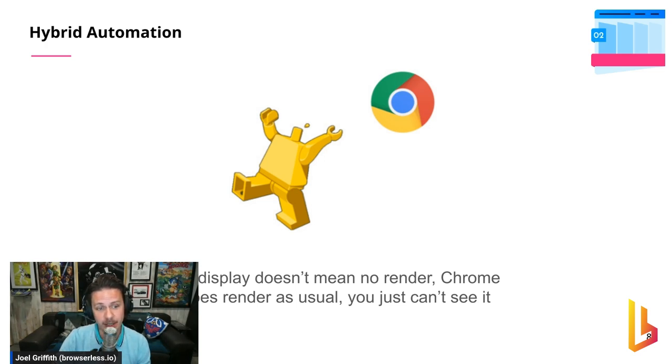There still is a display being drawn someplace. It's just that you can't see it. So it's like the age-old adage: if a tree falls in the woods, does anybody hear it? Well, it turns out it does make a noise, and Chrome does render something, and it can be seen, but you just don't see it.